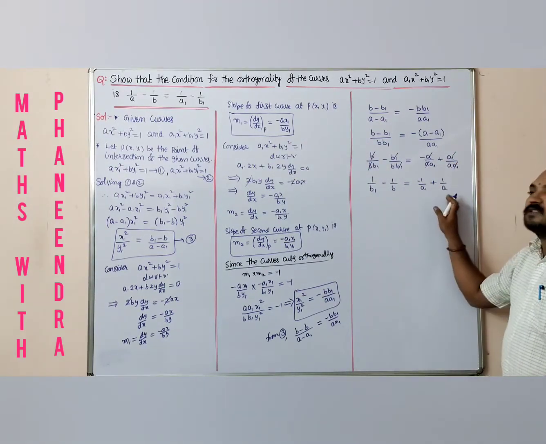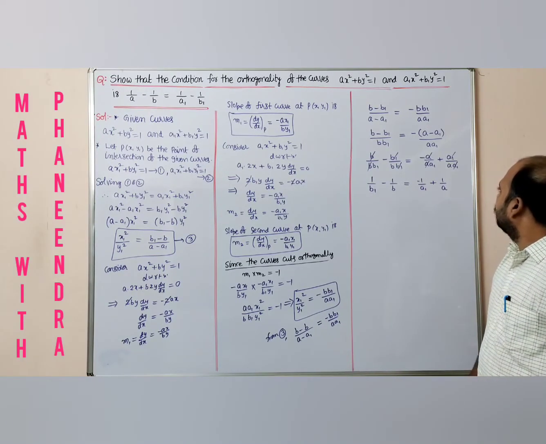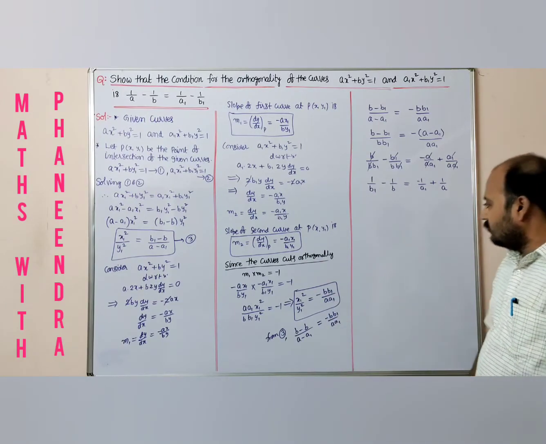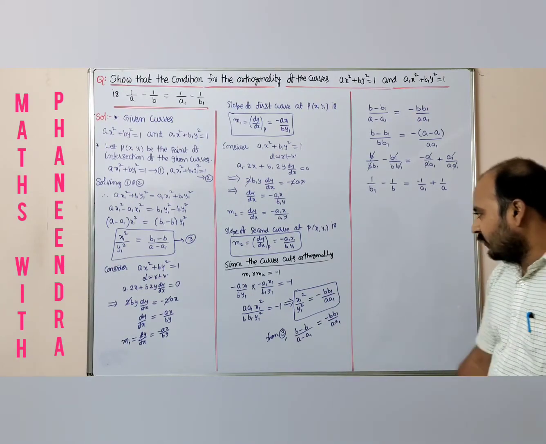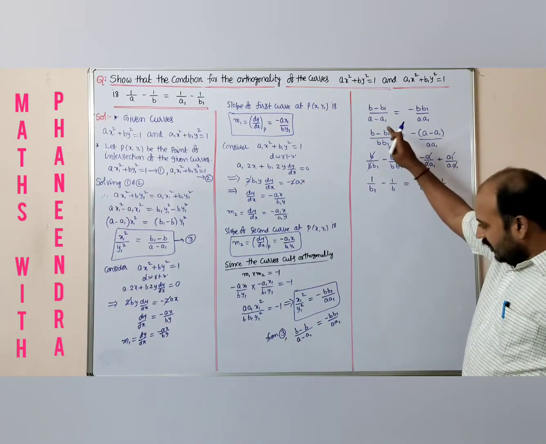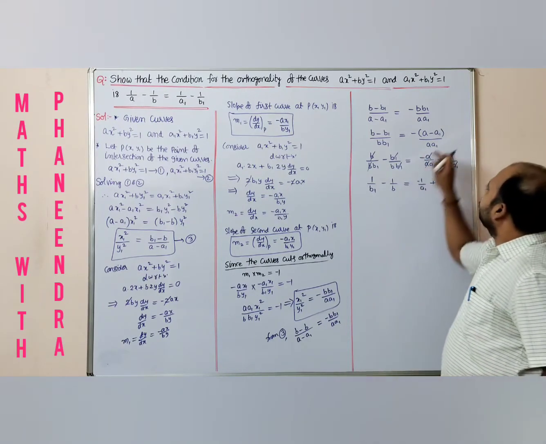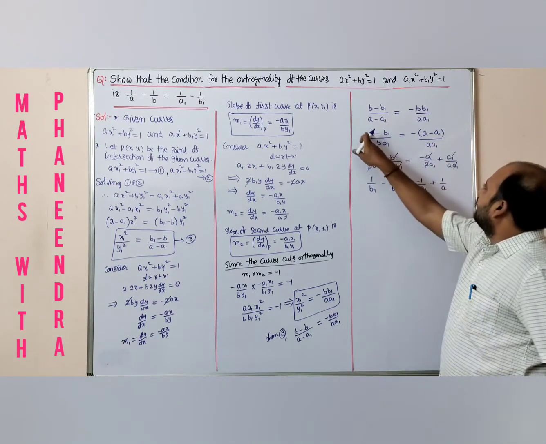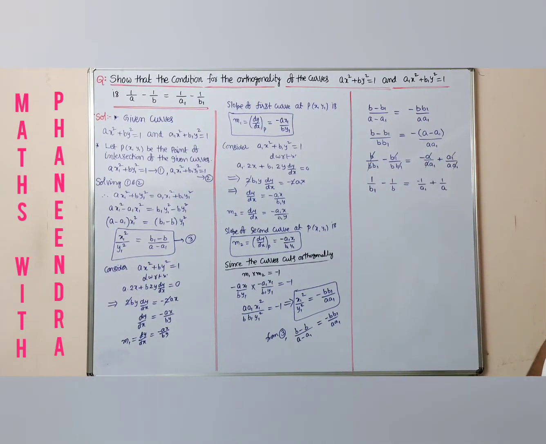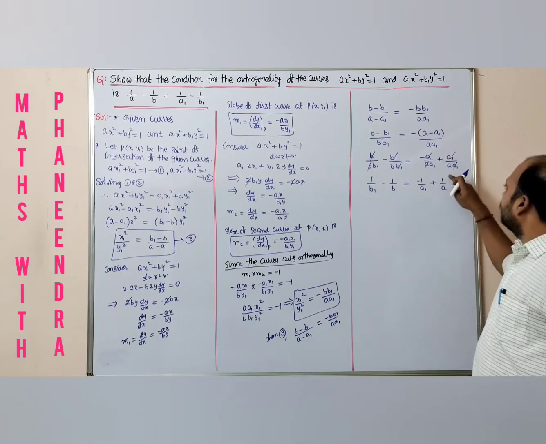So here already 1 by a is there. So minus 1 by a1 we can take to this side. So minus into minus is plus only, b minus b1 by a minus a1. Sorry. b by b1, 1 by b1 minus 1 by b. Here minus 1 by a1 plus 1 by a.